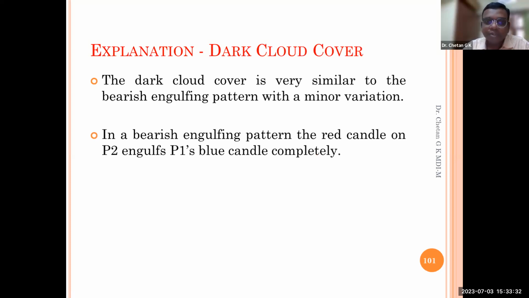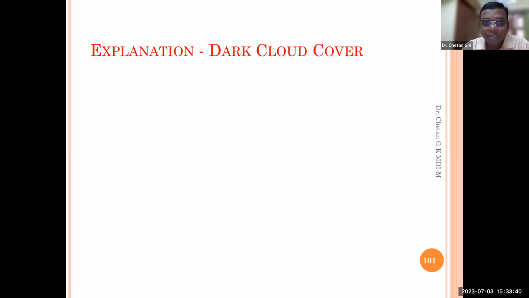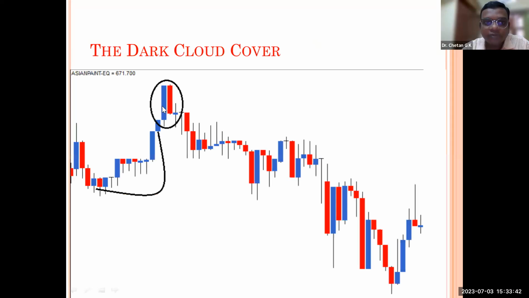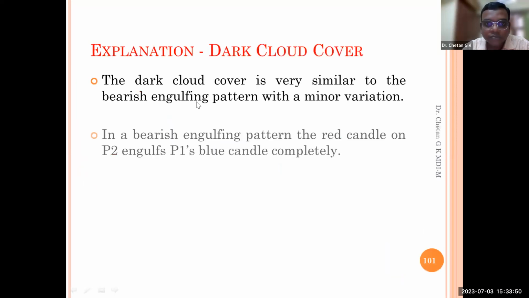So what happens in case of engulfing is the second candle is going to be completely covered. But in case of dark cloud cover, you can see it is not completely covered. It is maybe 50% or more than 50% covered, but still we call it dark cloud cover, and that is also going to be a reversal candle.